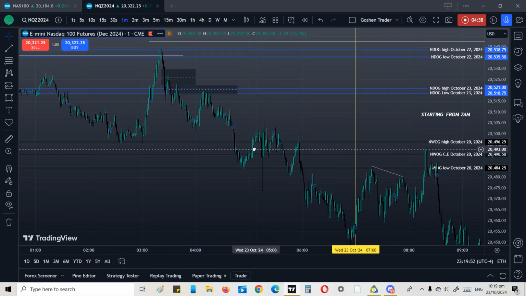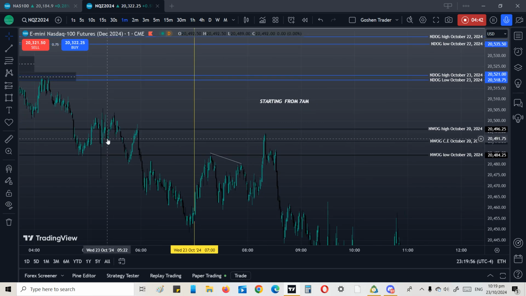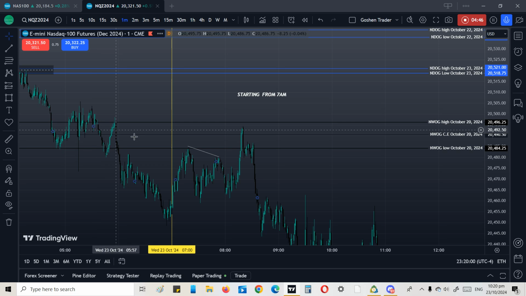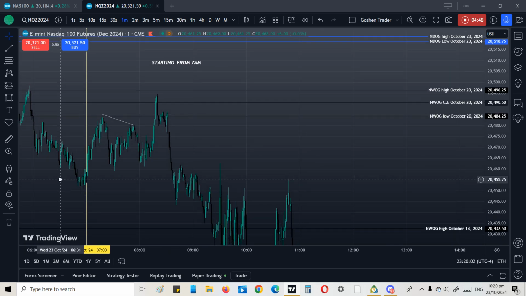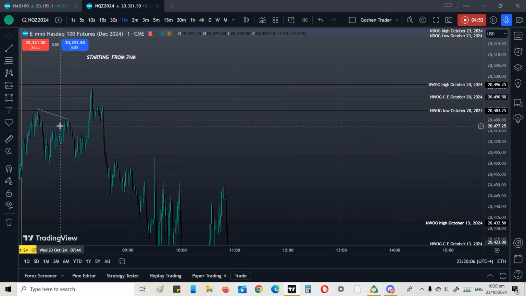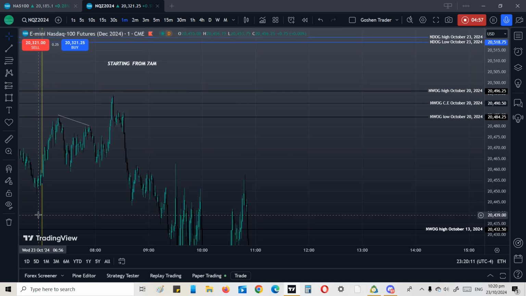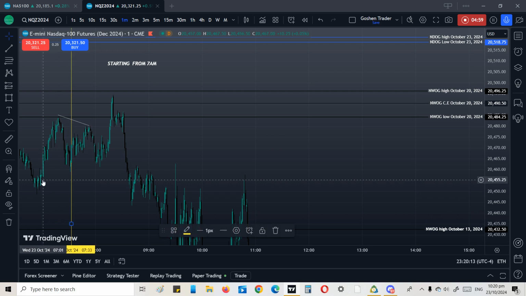Right, now we're going to enter London's New York session, and as you can see, during the New York session we're going to start from 7 o'clock. We're going to pay mind over here. As you can see, the market opens at 7 o'clock. Can you see what the market does?